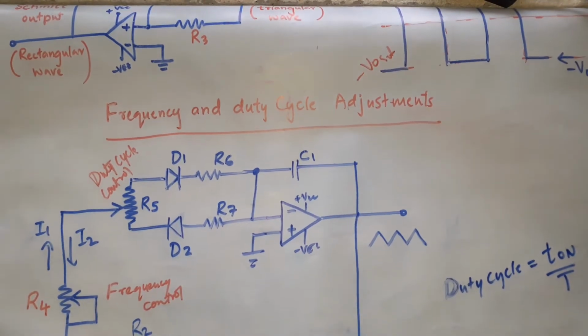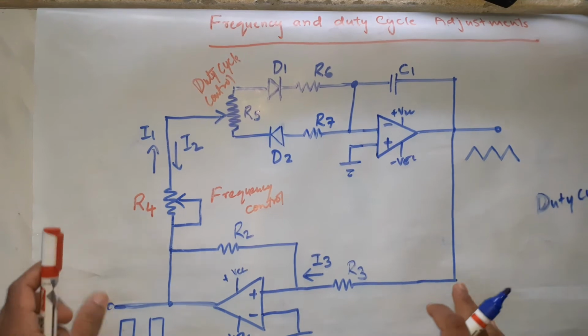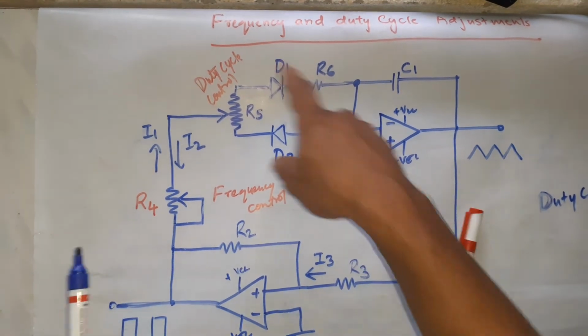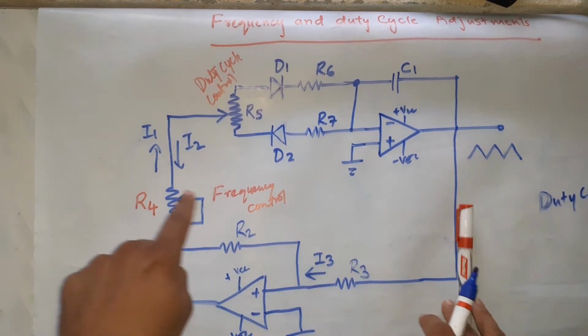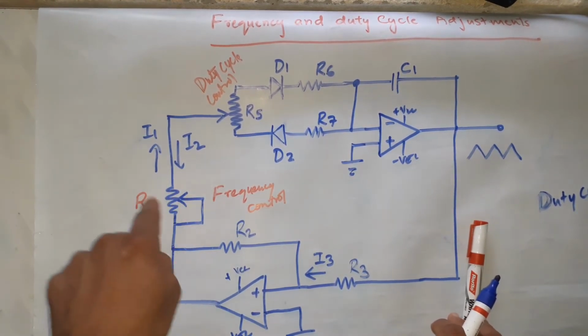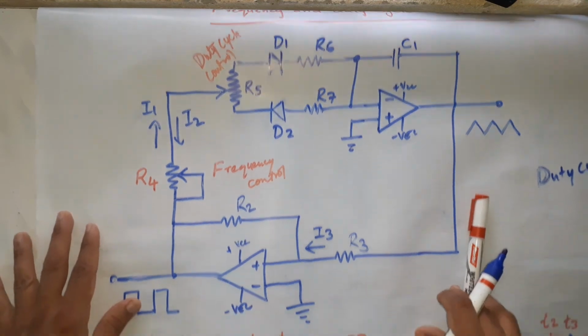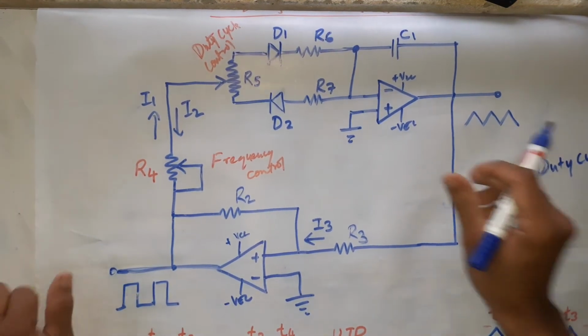Now let us analyze this with resistor R4 first, then we'll go for the upper part. Let us see what happens with R4. What is the requirement? Why do we have a variable resistor R4 here, and how can it vary our frequency? Now see here.